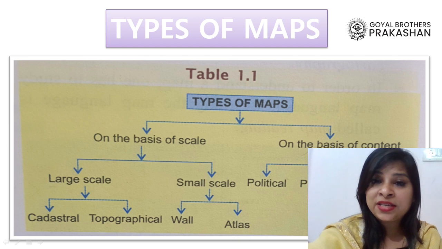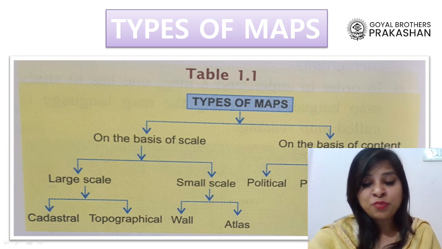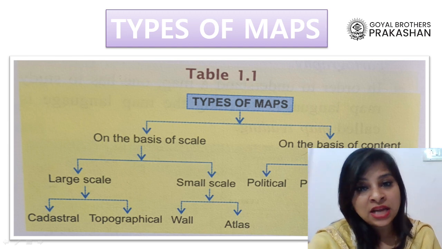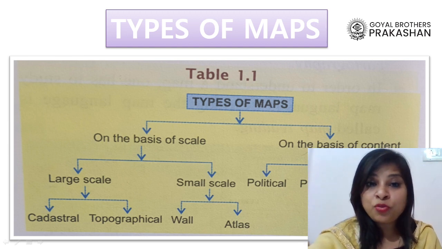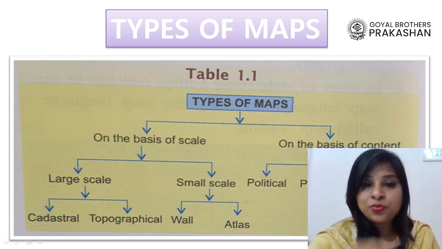This road is connecting to which restaurant. So a detailed map about my city. So it is a large scale map. Even the topographical map is a large scale map. Now comes the small scale map.